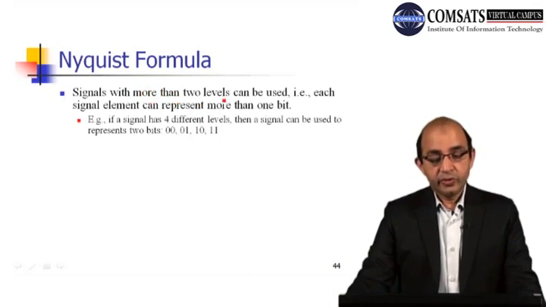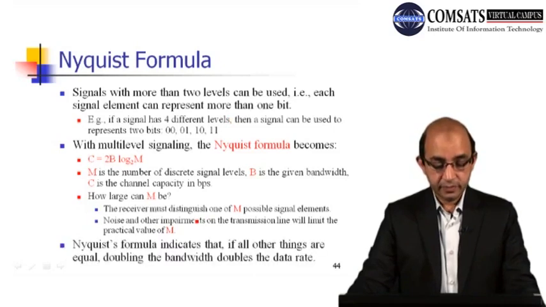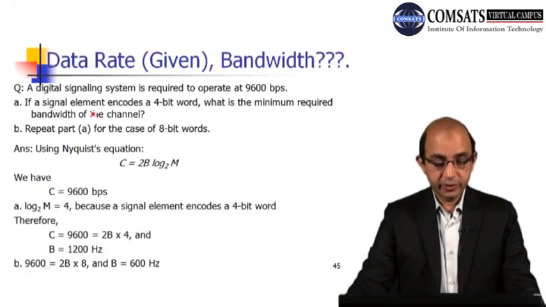Signals with more than 2 levels can be used, so that each single element can represent more than 1 bit. For example, here 4 different levels: 00, 01, 10 and 11, right? So here is the Nyquist criterion: C is the channel capacity, B is the bandwidth, and M is the number of discrete signal levels. Okay, so this is the question.